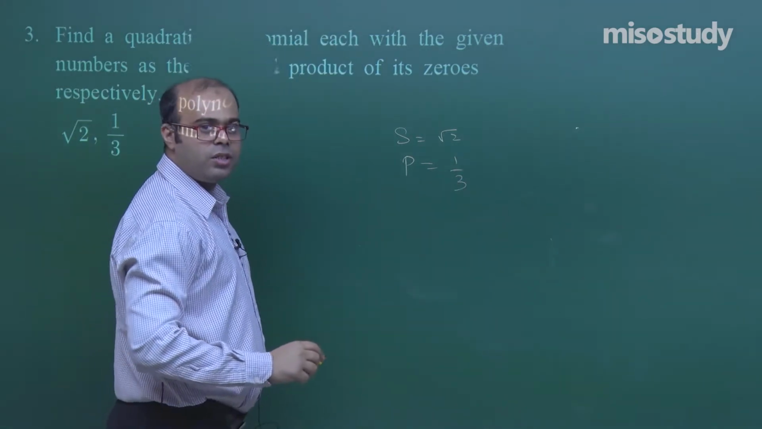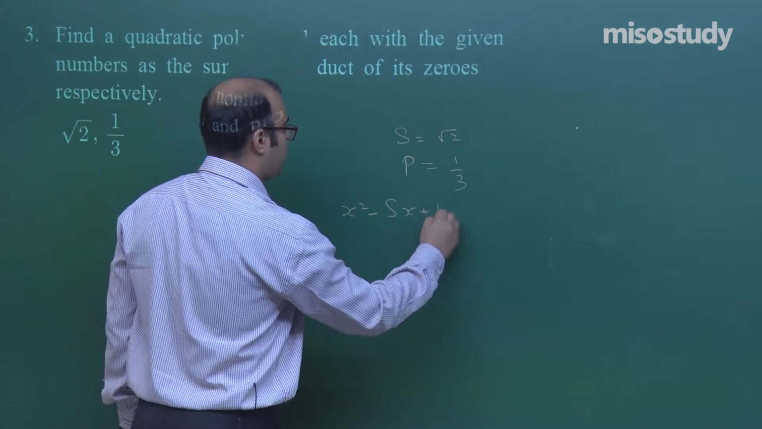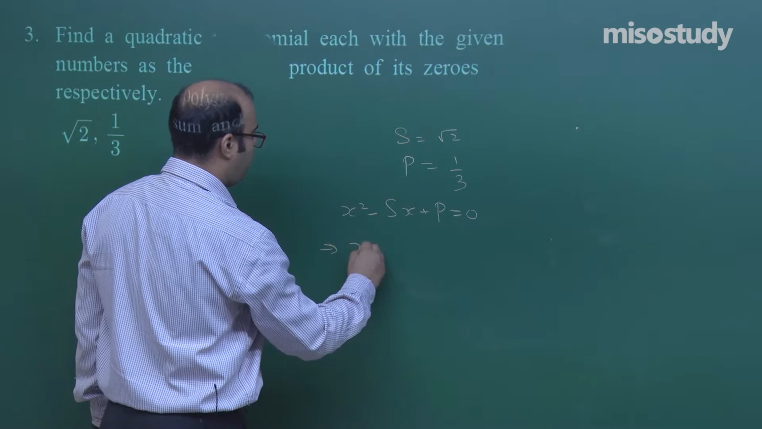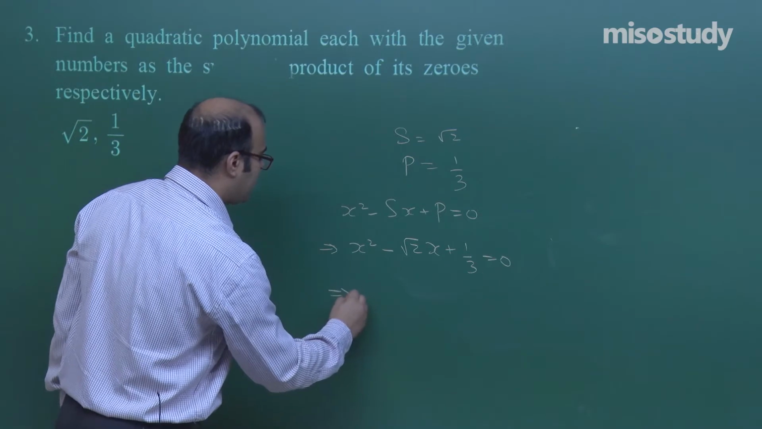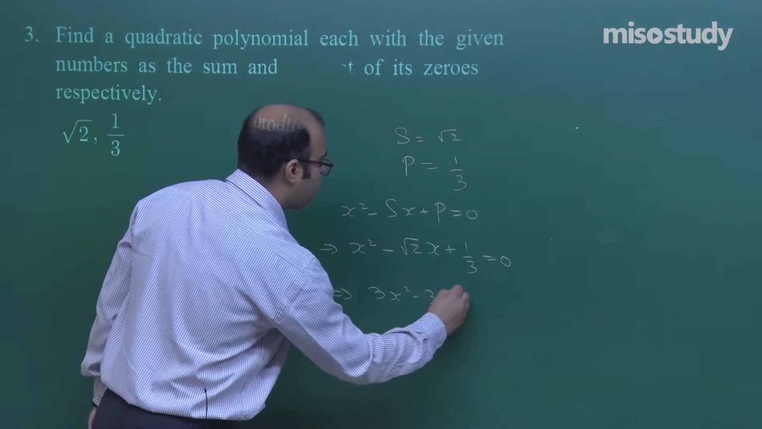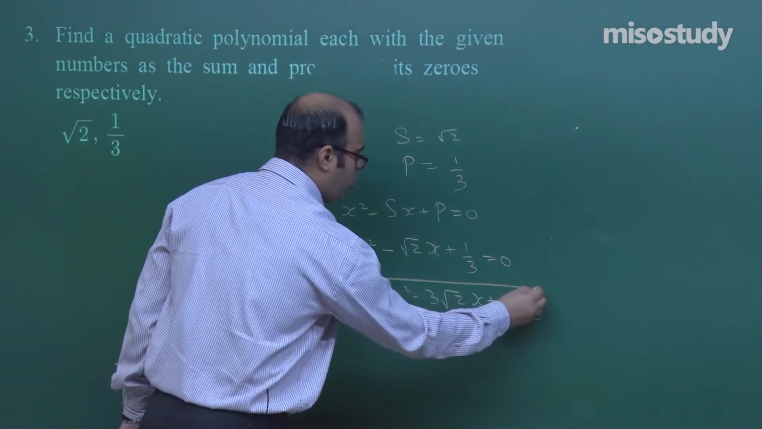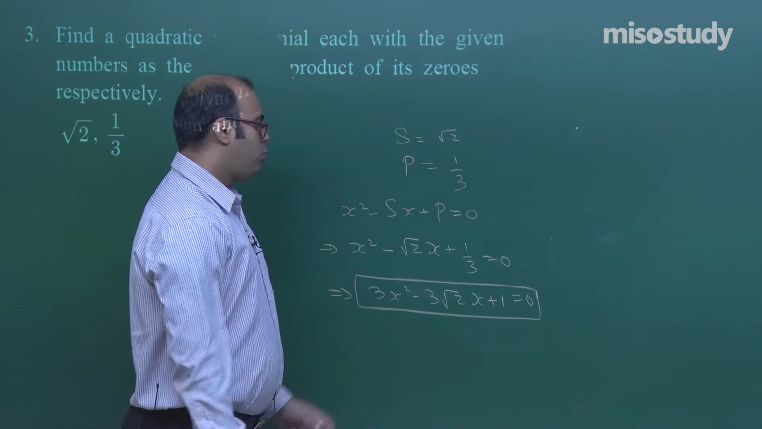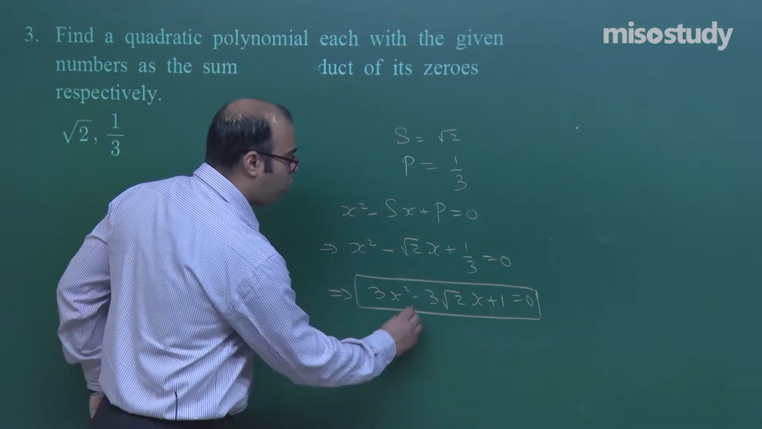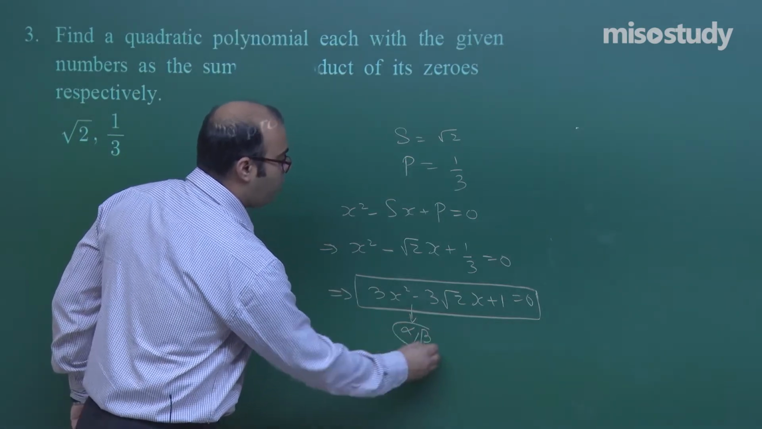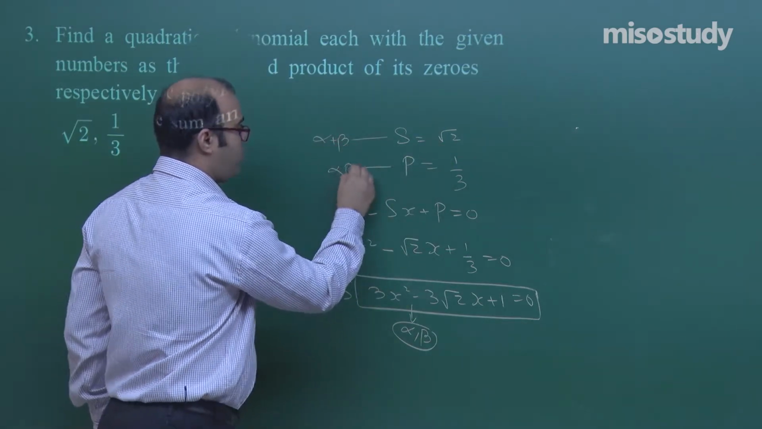We know the quadratic equation having s as the sum and p as the product of the zeros is x square minus sx plus p equal to 0. So, here it will be x square minus root 2 x plus 1 by 3 equal to 0. After taking 3 as LCM, 3x square minus 3 root 2 x plus 1 will be equal to 0 here. So, this is the quadratic polynomial, or we say quadratic equation, whose zeros are such that their sum is root 2 and their product is 1 by 3. So, if we find the zeros of this polynomial, the sum of these zeros alpha plus beta will be root 2 and the product of the zeros will be 1 by 3.